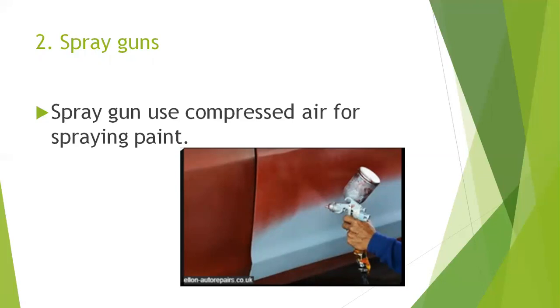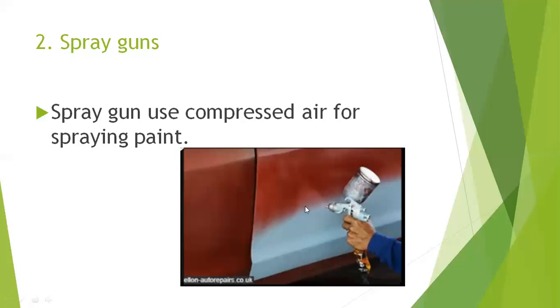These particular guns are used to spray paints on the vehicles. It can be on the buildings, it can be on the furnitures, it can be on the doors, windows. In these guns, compressed air is used. This compressed air, when it comes out from the gun from this point, right? It spreads color of the paint on the surface, and we get a fine and smooth surface.